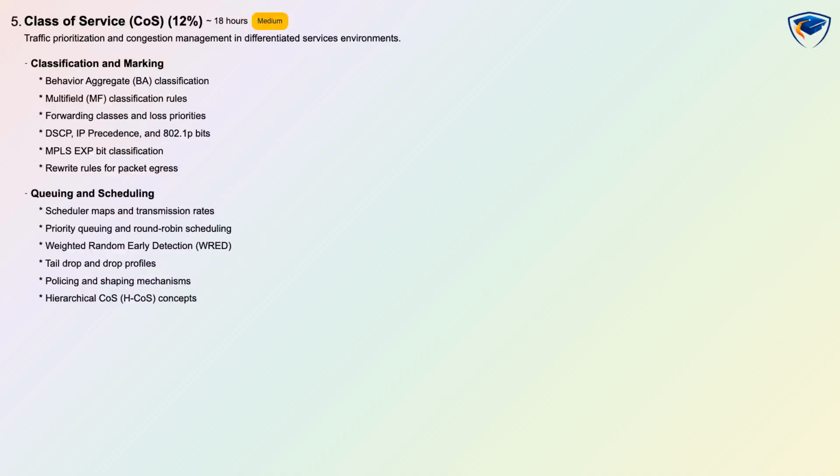Class of service is 12% and focuses on traffic prioritization and congestion management in differentiated services environments. You will study classification and marking including behavior aggregate and multifield rules, forwarding classes, DSCP and 802.1p bits, MPLS EXP classification, and rewrite rules. The queuing and scheduling portion covers scheduler maps, priority queuing, round-robin scheduling, RED, tail drop, policing, shaping and hierarchical CoS concepts.